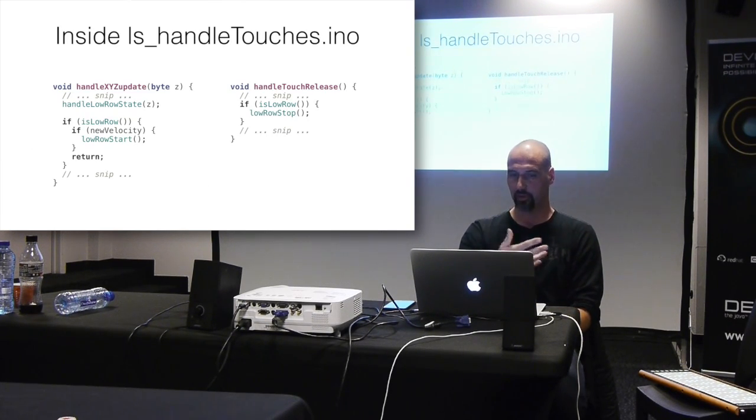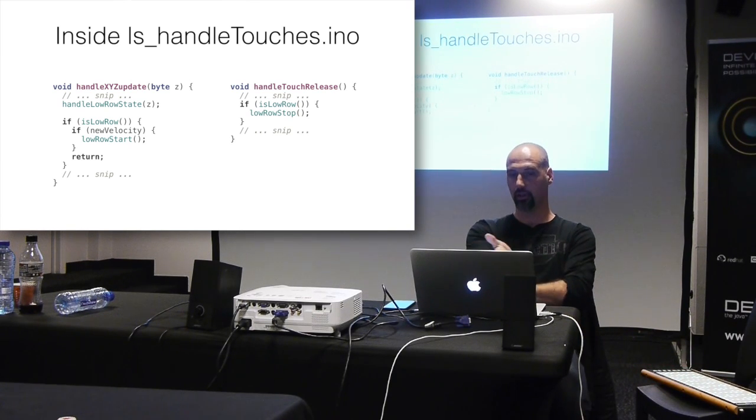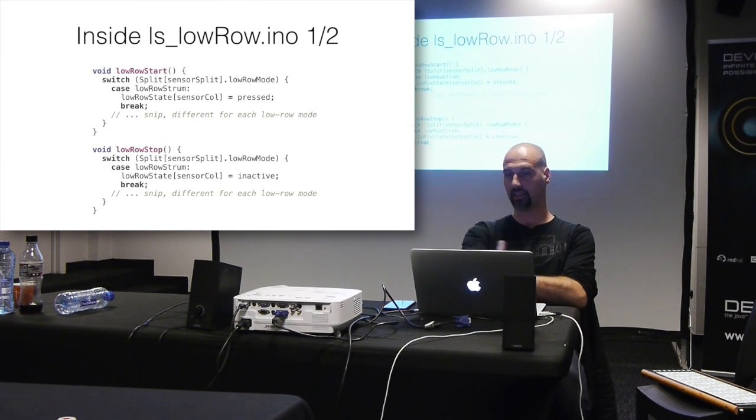Basically, when the sensor data is being updated, it's going to handle the low row state for that particular cell. If it was a new touch, it's going to also record the start of the low row, and if the touch is released, it's going to record the stop of the low row. And how is that then being handled? Based on each low row state, for example the strum, it's going to remember which sensor column in the low row state was pressed. And then when the low row is released, it's going to record that this sensor column was released.